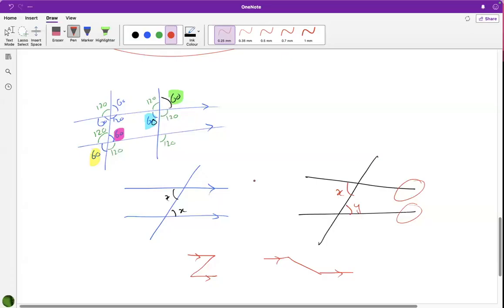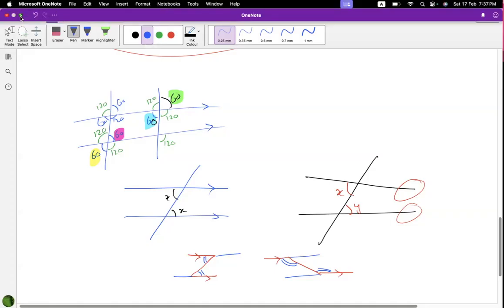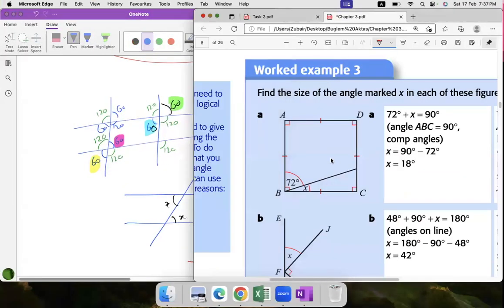It could be acute, it could be obtuse and nothing else. If I stretch these two parallel lines, this is an obtuse angle, and if I stretch these two, this smaller one is an acute angle. So for a Z shape, two of these arms must be parallel. Okay, now let's have a look at a few shapes.